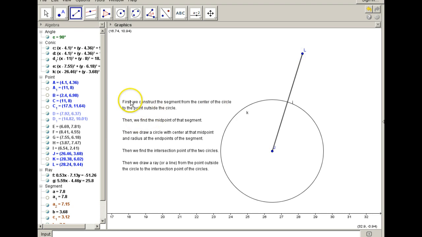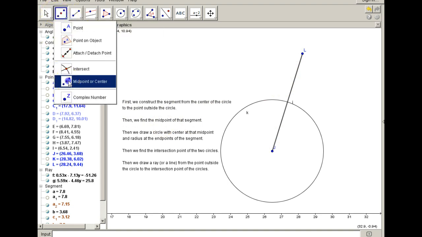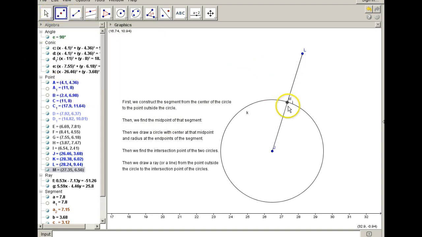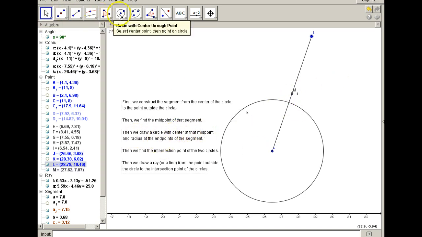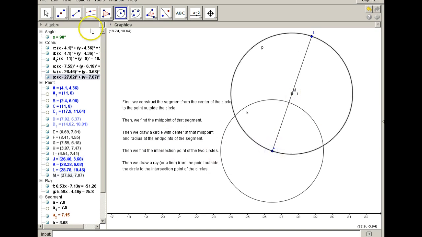That's my first step here, is to construct the segment from J to L. Then I find the midpoint, so I can use the midpoint tool for that. There's my midpoint. Oh, it just happens to be on the circle. I don't like that because it could get confusing. So there we go. Now we draw a circle with the center at that midpoint, right? And the radius at the end point. So I use my circle tool and I go from the midpoint to the radius.